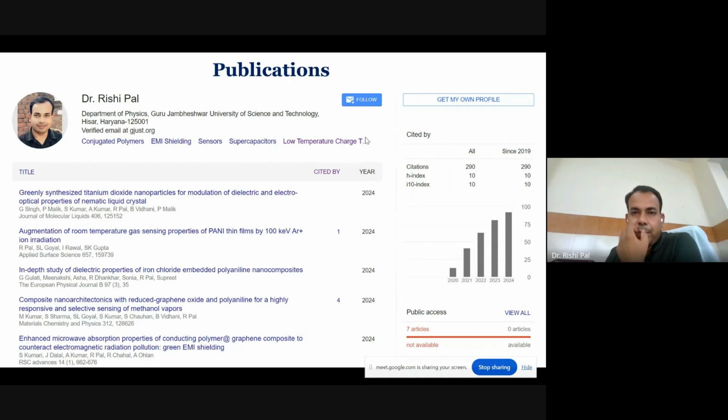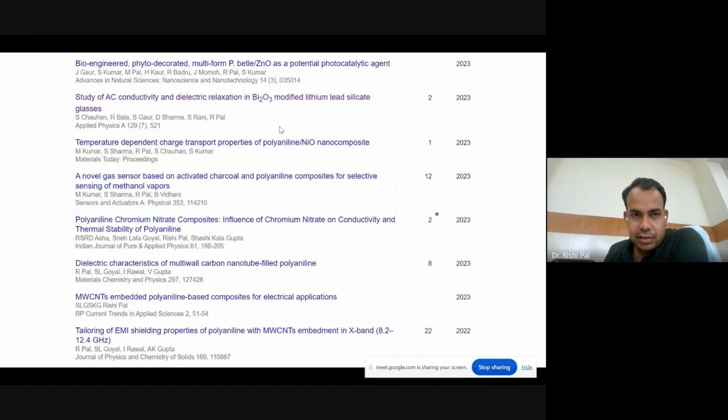On the basis of these applications, on the low temperature conduction and dielectric property, we published various research papers in very good journals, on sensing application, supercapacitor application, low temperature charge transport mechanism, and EMI shielding applications. These are our research papers.